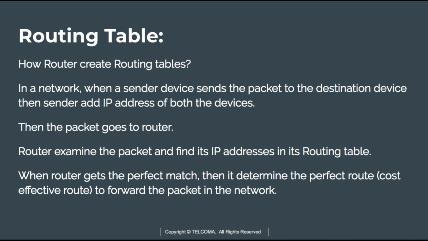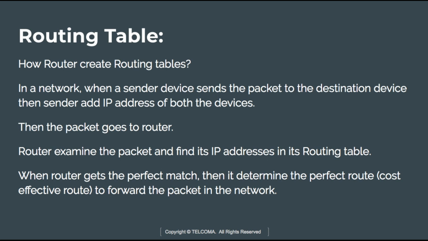Next we will discuss how a router creates a routing table. In a network, whenever a sender device sends a packet to the destination device, the sender adds the IP address of the source as well as the IP address of the destination. Then the packet goes to the router, and the router examines the packet, finds the IP address of the source as well as the destination, and matches it to its routing table. After getting the perfect match, it will determine the perfect route, that is, the cost effective route to forward the packet in the network.